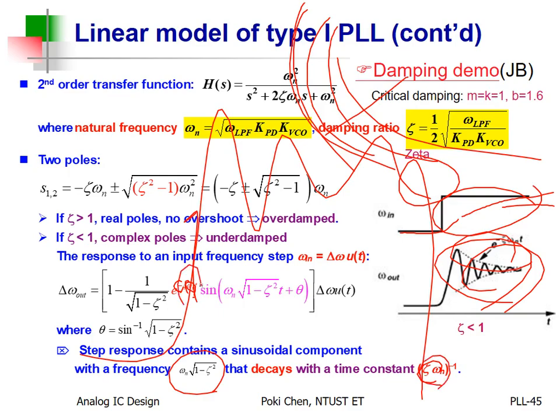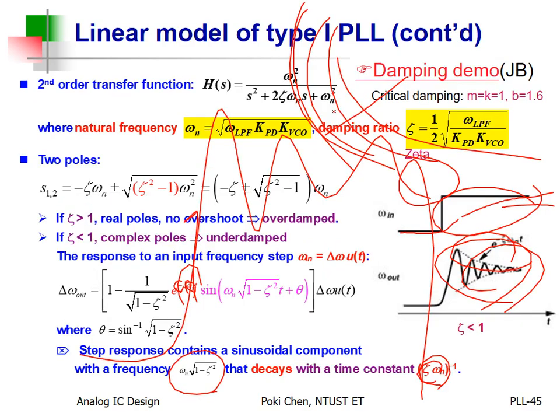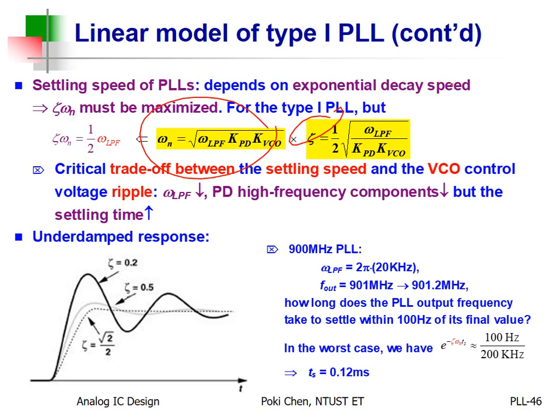To make zeta omega n as large as possible. But what is omega n, and what is zeta? According to the derivation here, unluckily, the product becomes half of the low pass filter bandwidth. So it is contradictory to each other.